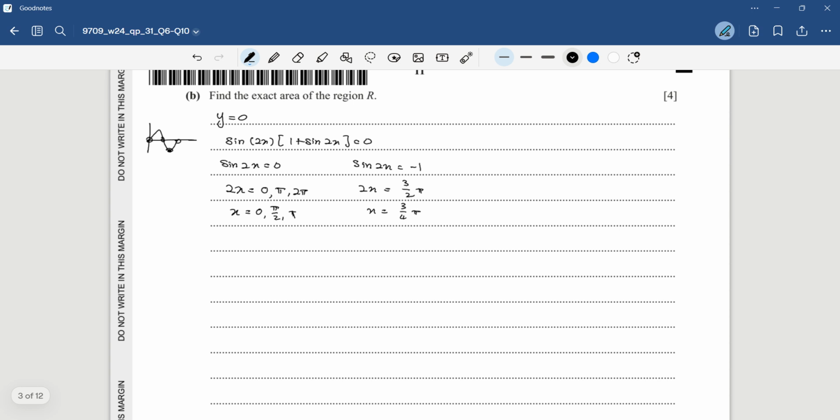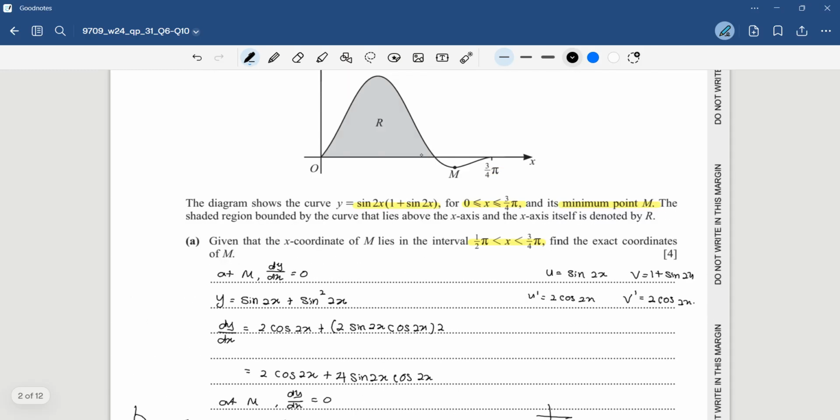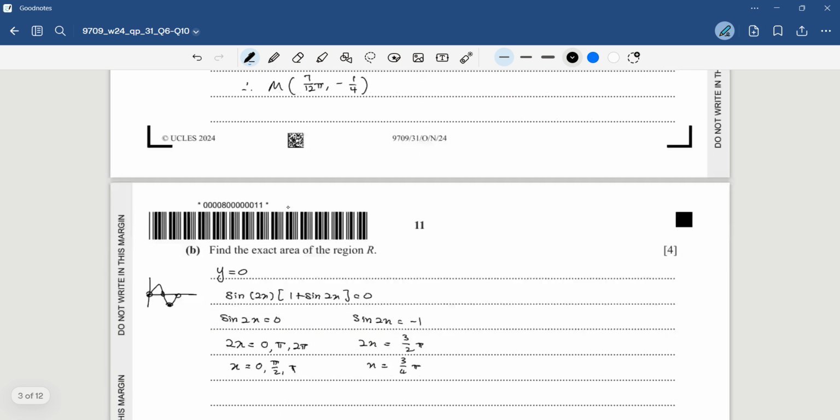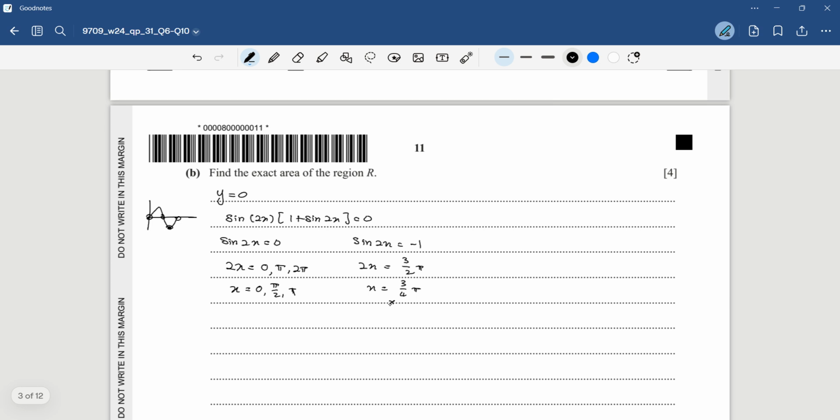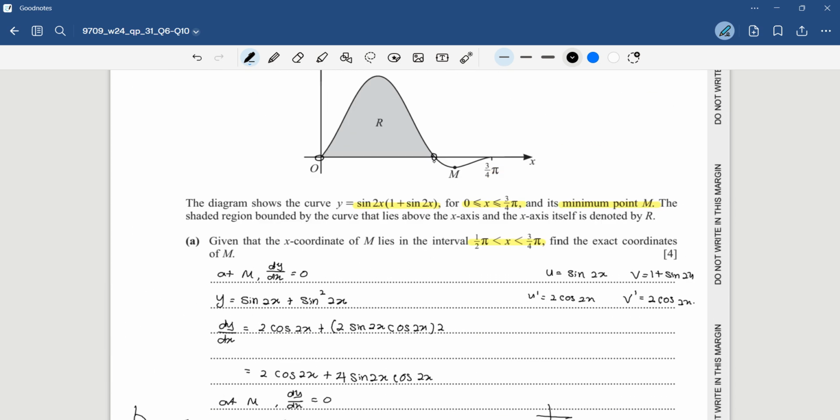I just take the first part only, okay? So here you can see this point is actually smaller than 3 over 4. So it cannot be this. It cannot be pi. And of course, it cannot be 0 because 0 is already this point. Therefore, this coordinate must be pi over 2.